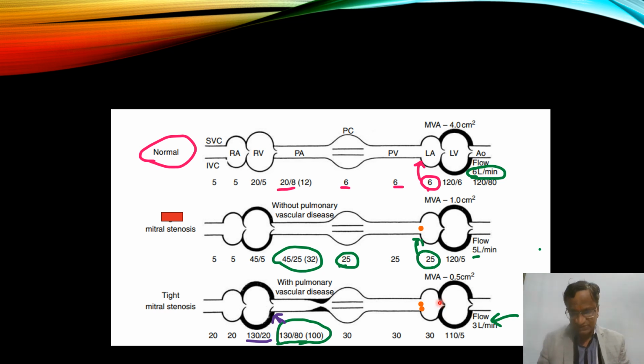Severe mitral stenosis, this goes to 3 liters. Now you see, LA has gone to 30 and this is 30. This is 30. RV you see almost like LV or more than LV, 130. And this is 20. You see, right atrial pressure. So this causes pulmonary arterial hypertension with structural damage. This we call it secondary stenosis.